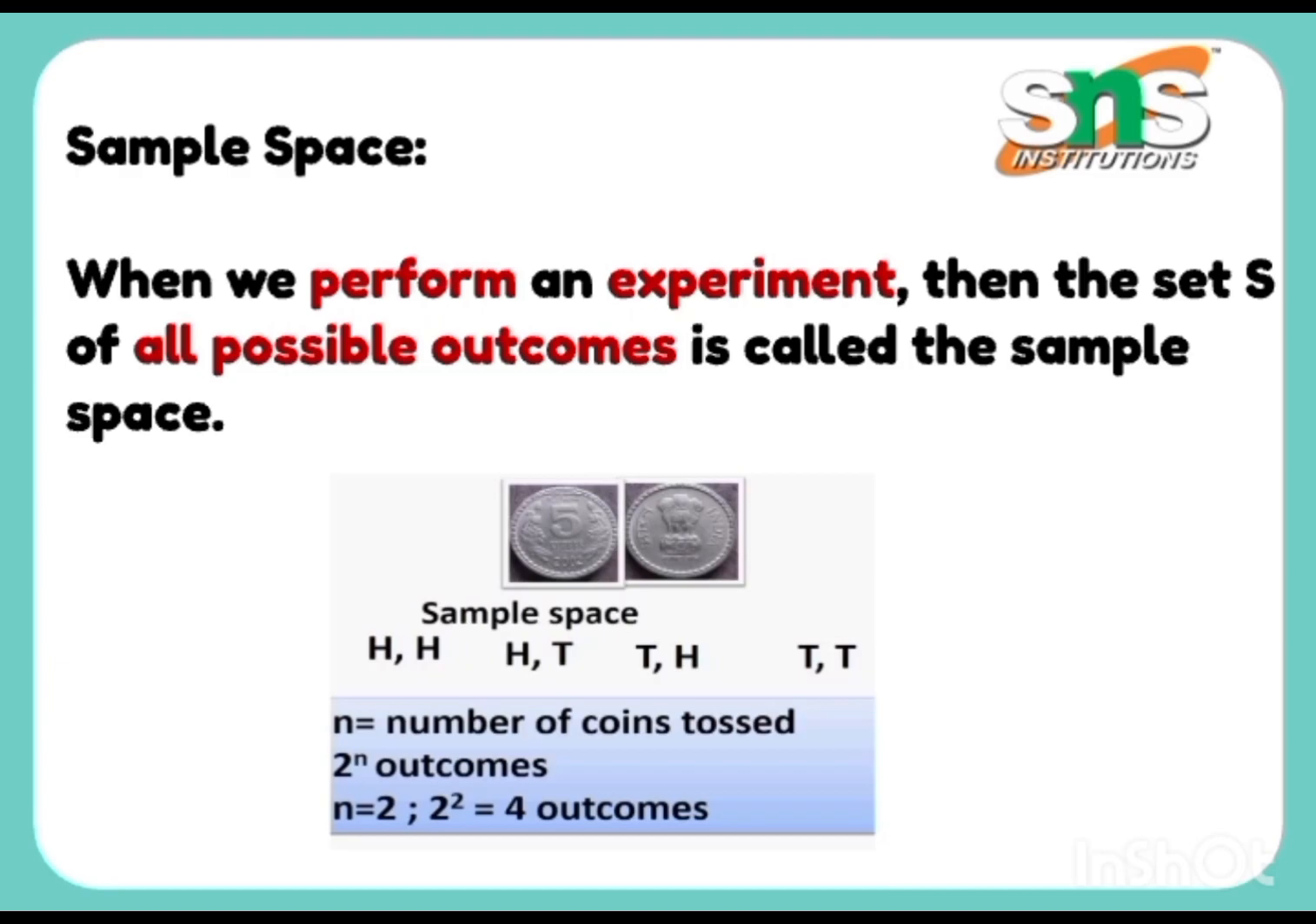When you toss a coin, the outcomes will be head and tail. When you toss 1 coin, you will have 2 outcomes. When you toss 2 coins, 2 to the power of 2, you will have 4 outcomes: head head, head tail, tail head, and tail tail. When you toss 3 coins, 2 to the power of 3, 2 into 2 into 2, will be 8. This is how the sample space is determined for tossing coins.